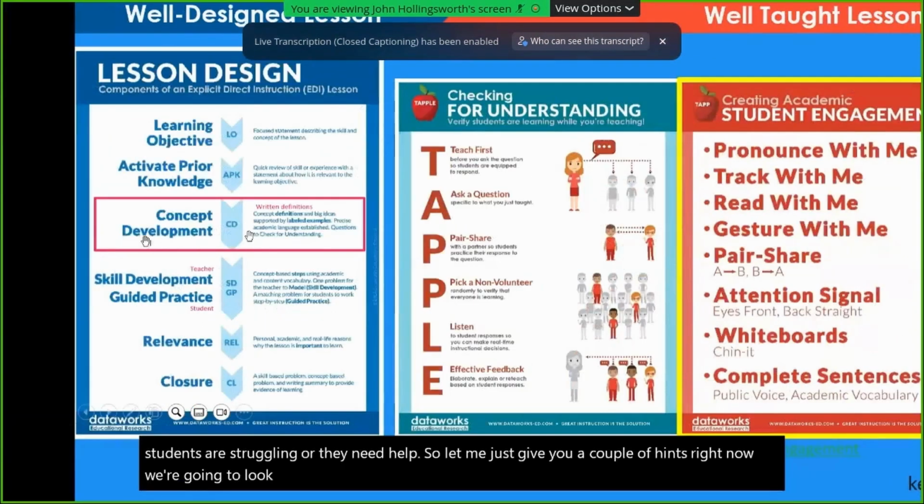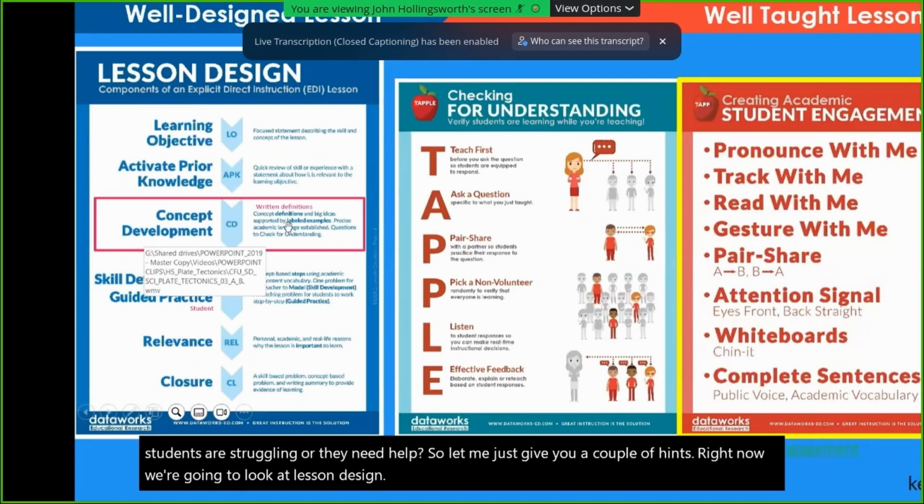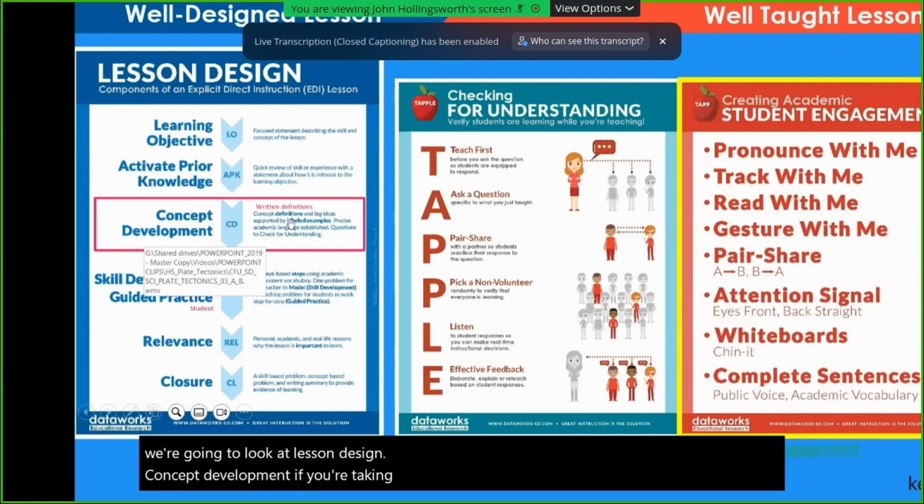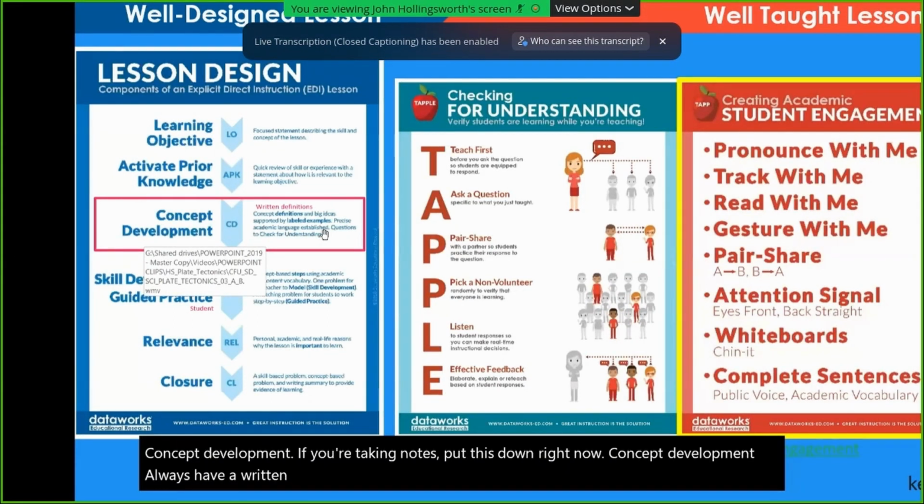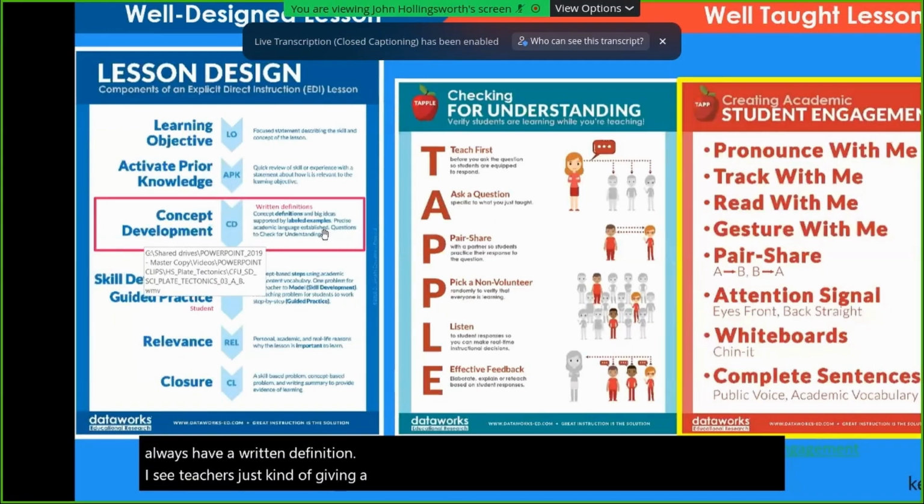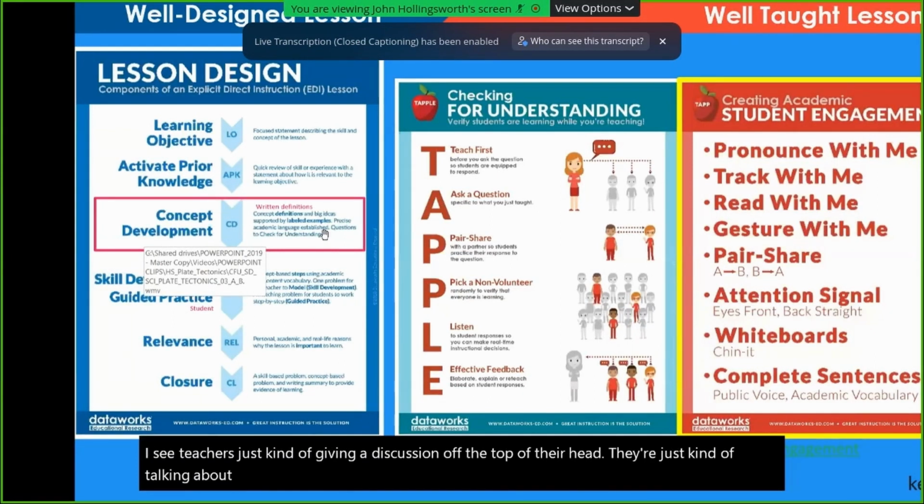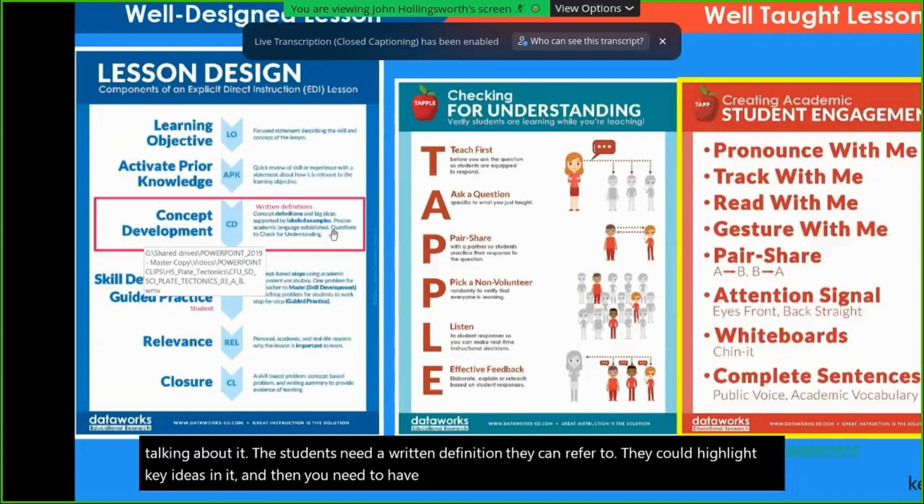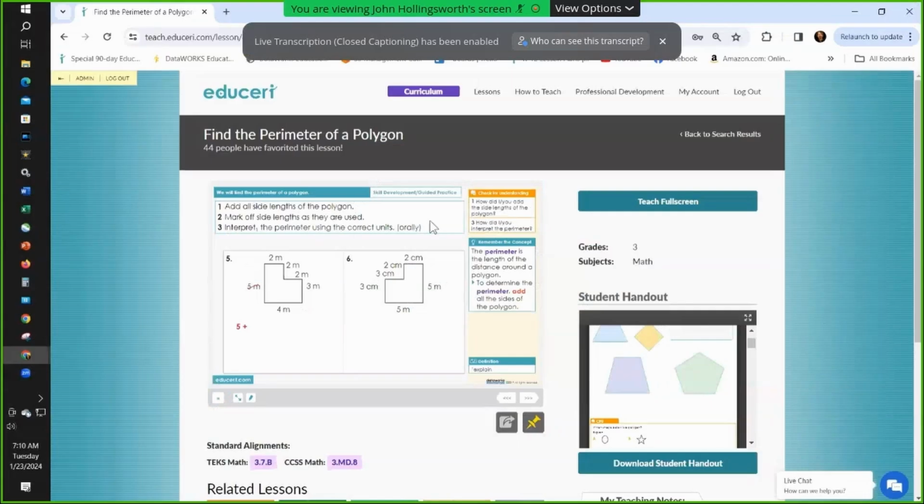We're going to look at lesson design, concept development. If you're taking notes, put this down right now. Concept development, always have a written definition. I see teachers just kind of giving a discussion off the top of their head. They're just kind of talking about it. The students need a written definition they can refer to. They could highlight key ideas in it. And then you need to have examples of what that definition means. I'm going to show a couple of very simple ones right now.